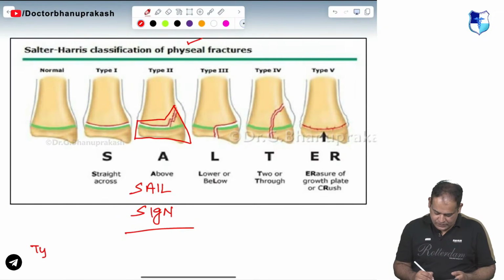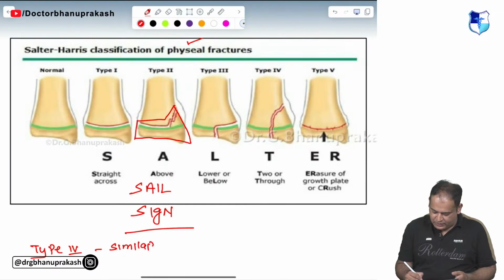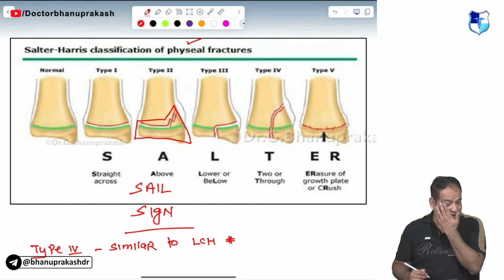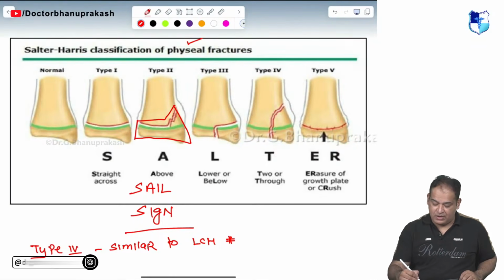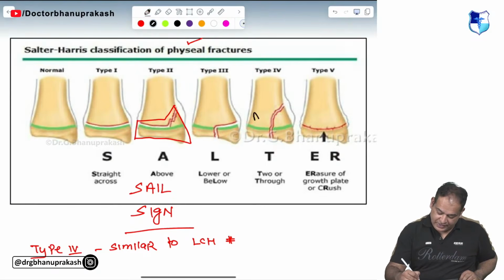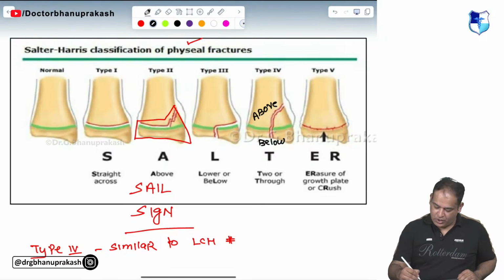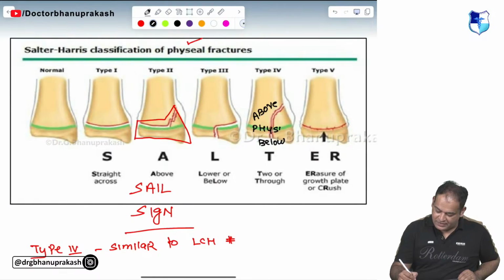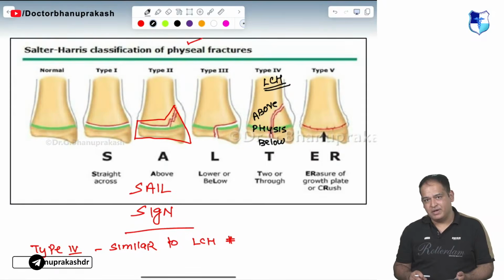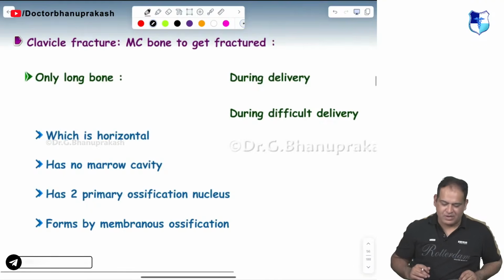Now, Salter-Harris type 4 is similar to lateral condyle of humerus fracture. So there is fracture above, fracture below, fracture above and below the physis. So this is similar to lateral condyle of humerus, right? Let's move ahead. Now clavicle.